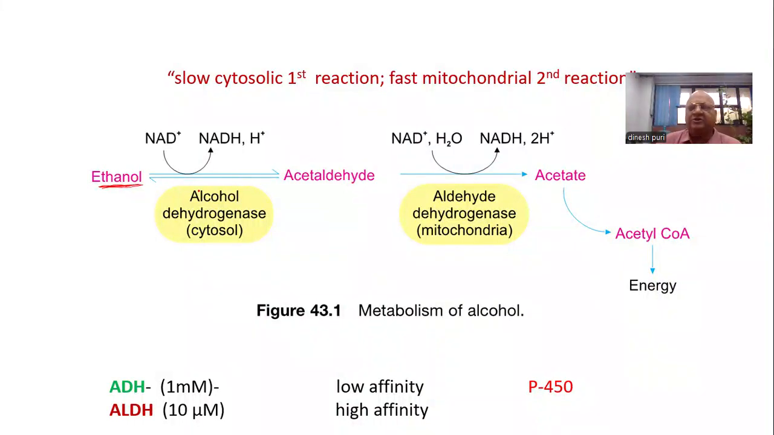Ethanol is metabolized by two consecutive reactions. The first one produces acetaldehyde. The enzyme is alcohol dehydrogenase. The second one, aldehyde dehydrogenase, catalyzes the second reaction. The first reaction is cytosolic and it is slow, sluggish, as reflected by the Km value. The Km value is quite high, which means the affinity is low. The first reaction is slow and sluggish, and the second, mitochondrial reaction is very fast.